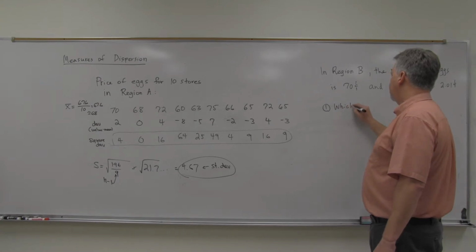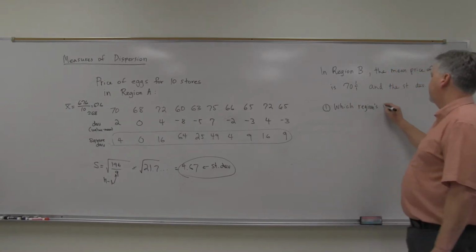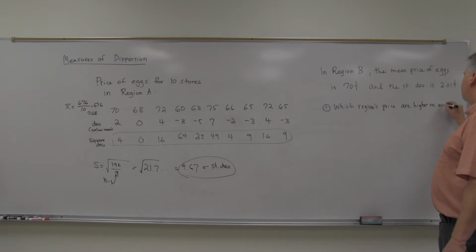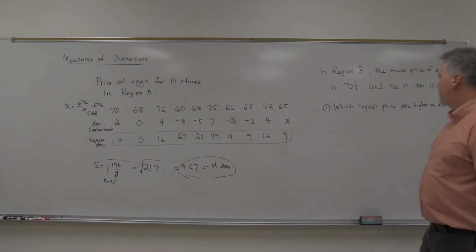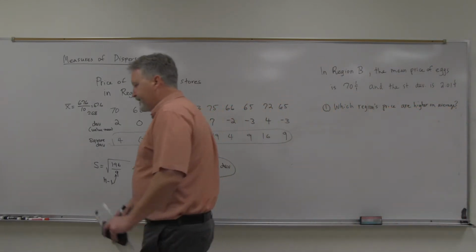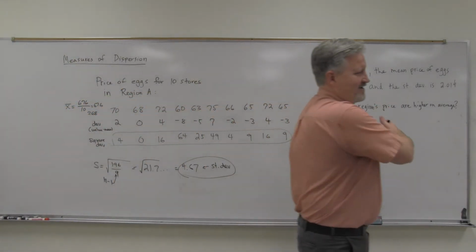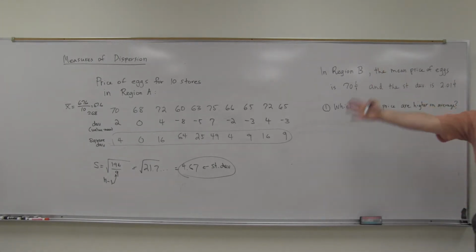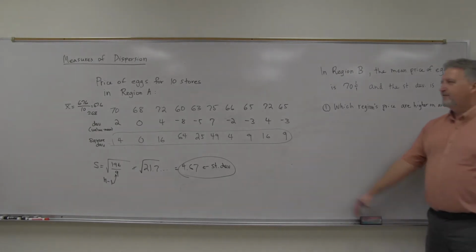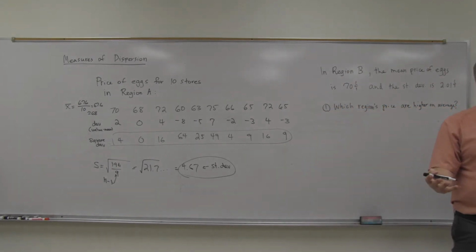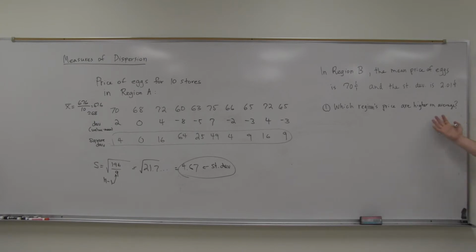which region's prices are higher on average? So this is kind of asking, do you know what these quantities represent here? Which quantity represents the average out of the statistics we've talked about so far? Well, we've got the mean and the standard deviation here. Which one talks about the average? That's the mean, isn't it? The mean is the average, so which region's prices are higher on average? I'm going to go with the higher mean.